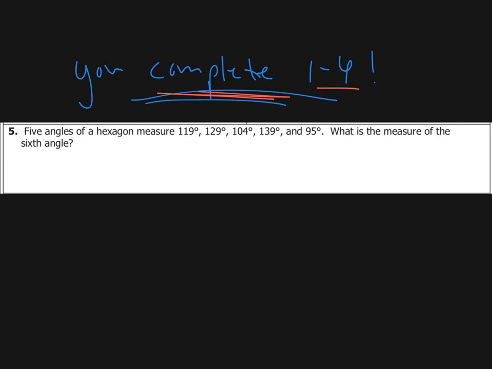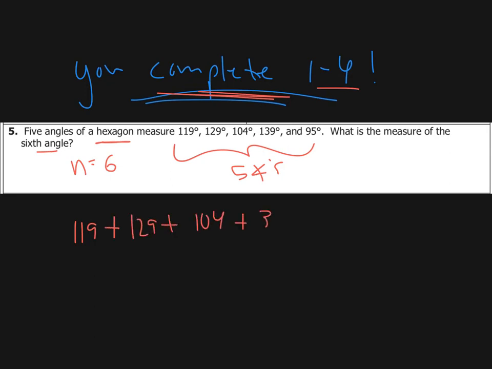And now number 5. You have 5 angles of a hexagon, right? So a hexagon has 6 sides, and you're given 5 angles. What's the measure of the 6th angle? Well, all I really need to know is, what do they add up to be? So 119 plus 129 plus 104 plus 139 plus 95 plus x equals the sum of a hexagon. So I come off on the side and say a hexagon has 6 sides, minus 2, times 180 is equal to the grand sum. And that sum is what's going to go right here. If you recall from filling out the front of the notes, that was 720 degrees.